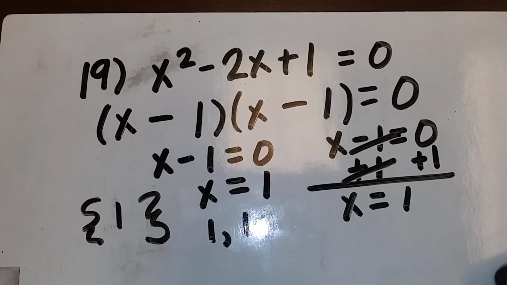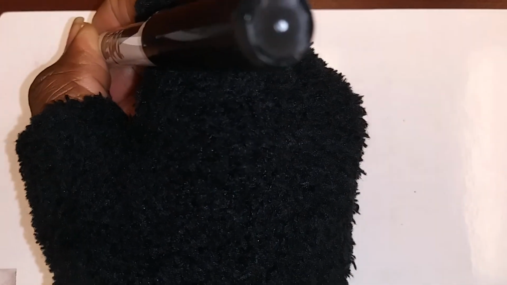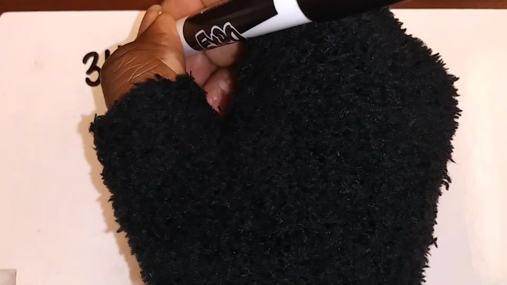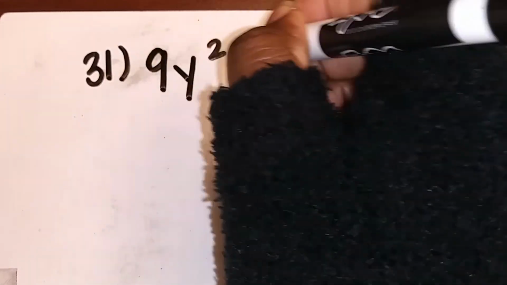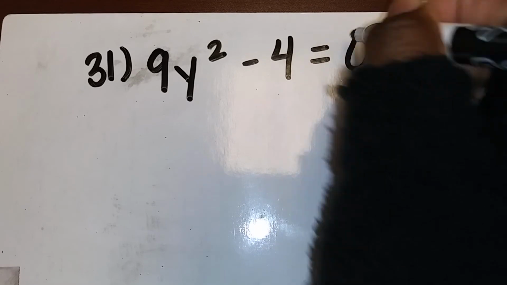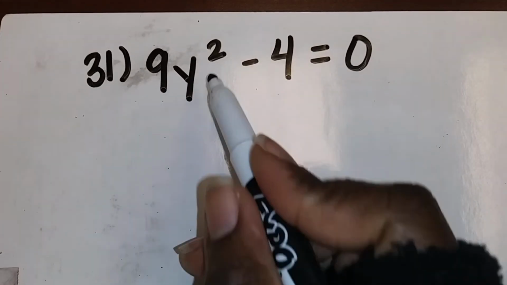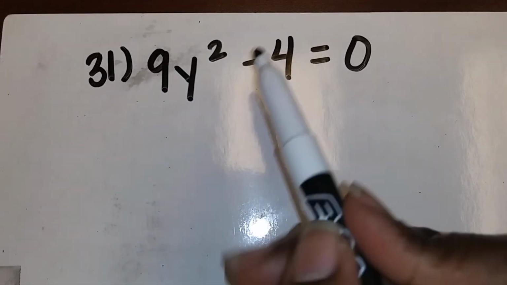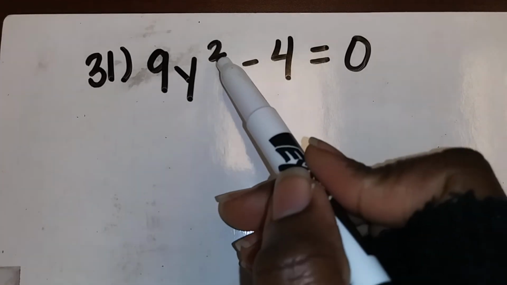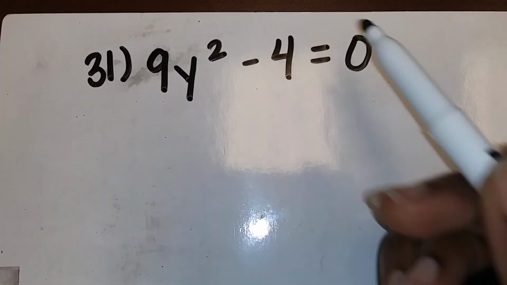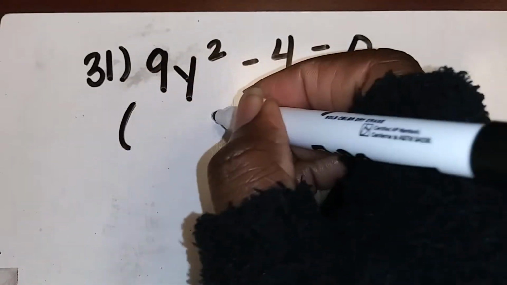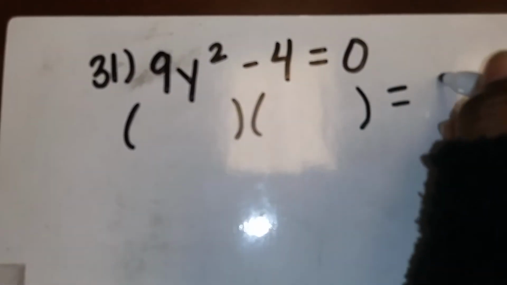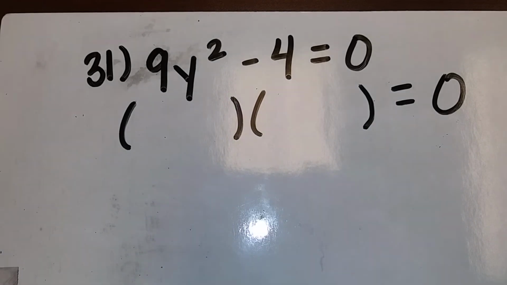Look at 31. What type of polynomial am I looking at? And how do I write that polynomial in factor form? So 31, we have 9y squared minus 4 equals 0. Right here, this is a binomial. Leading coefficient is 9. Degree is 2. My constant is negative 4. It is a perfect square. That means I can take the square root of both terms.